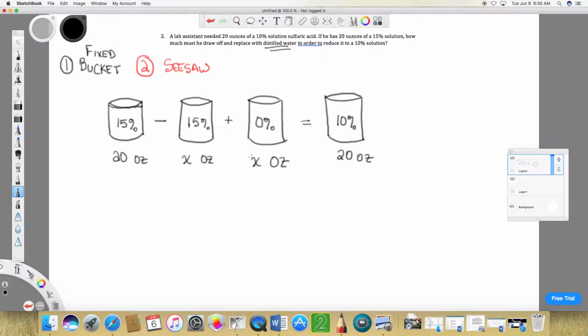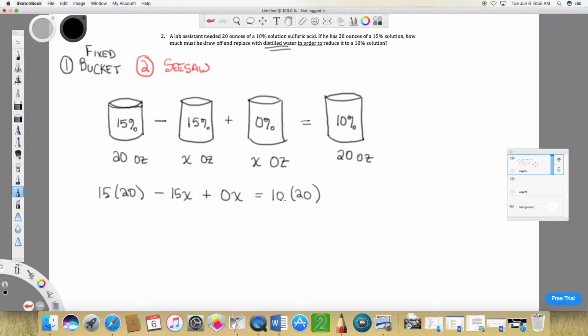We know from previous problems and examples in class that we want to take the concentration times the volume. So we've got 15 times 20. And the idea of draining something relates to subtraction in an equation. So we're draining part of this 15% solution off and replacing it. We're adding water. Now 0 times x is not changing my numerical value, but I'm putting that in as a placeholder to help me visualize what's going on in the problem. And then I've got 10 times 20.